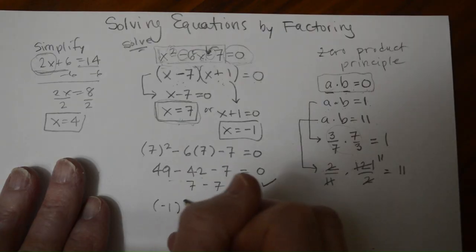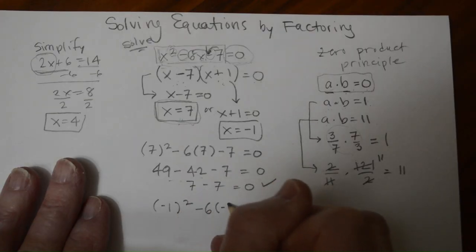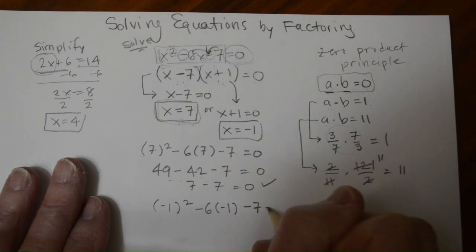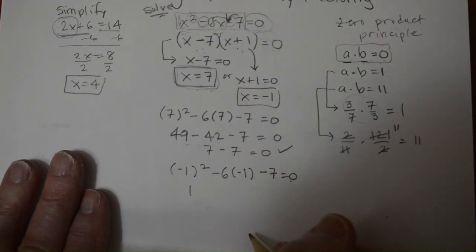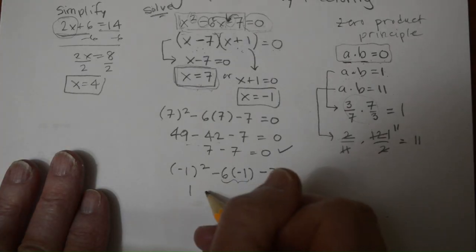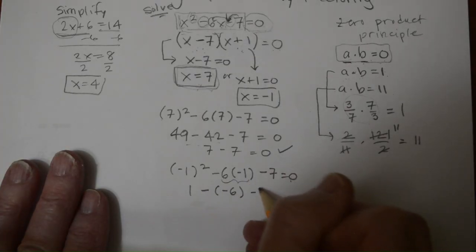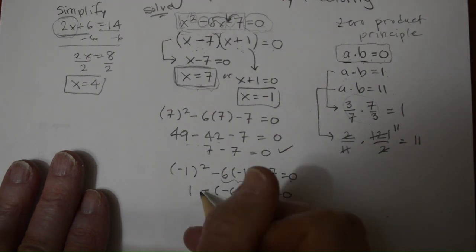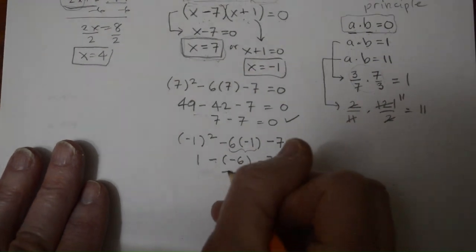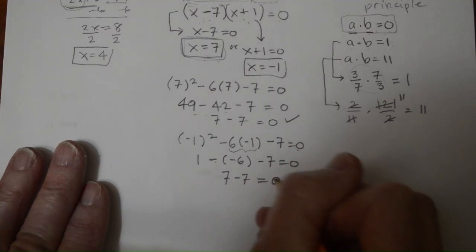So this is saying negative 1 squared minus 6 times negative 1 minus 7, is that equal to 0? Right, negative 1 squared is 1. Here we've got a negative 6, so this is minus a negative 6, minus 7. Is that 0? Negative 1 minus a negative 6, that's negative 1 plus 6, which is 7, minus 7. Yes, that equals 0.